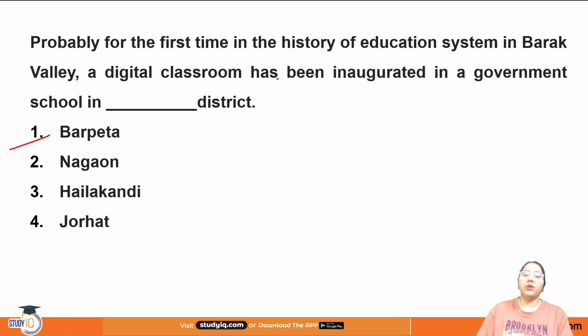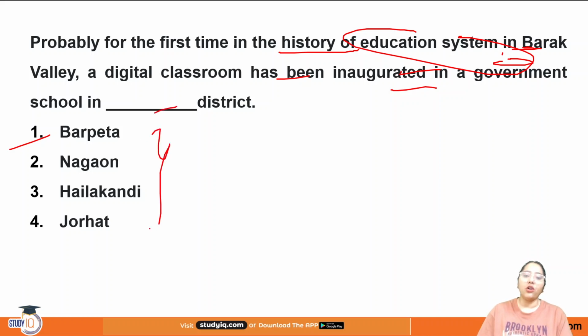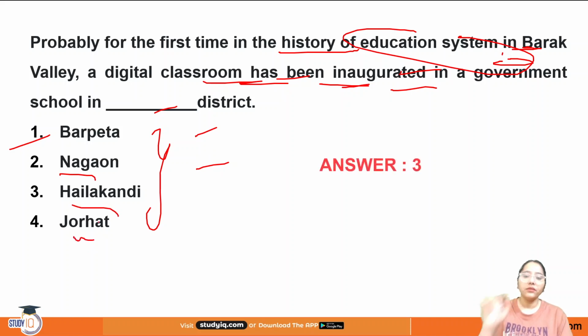Next question is about the Barak Valley. So for the first time in the history of the education system, in the Barak Valley, a digital classroom has been inaugurated in a government school. In which of the following districts of the Barak Valley has a digital classroom been inaugurated, which is a first event in the history of education of the Barak Valley? Options are Barpeta district, Nagaon district, Hailakandi district or Jorhat district. The correct answer will be the Hailakandi district.